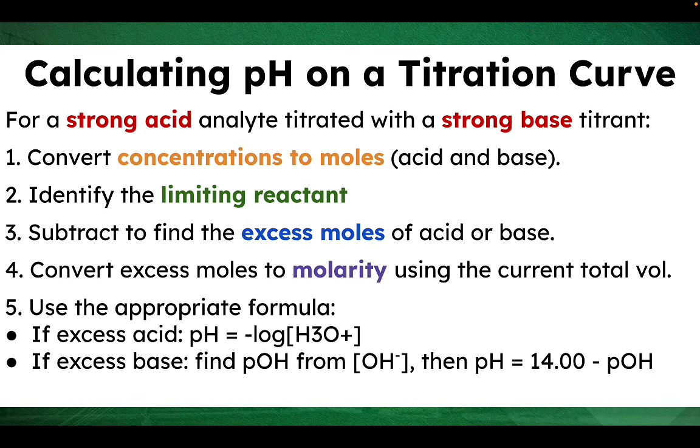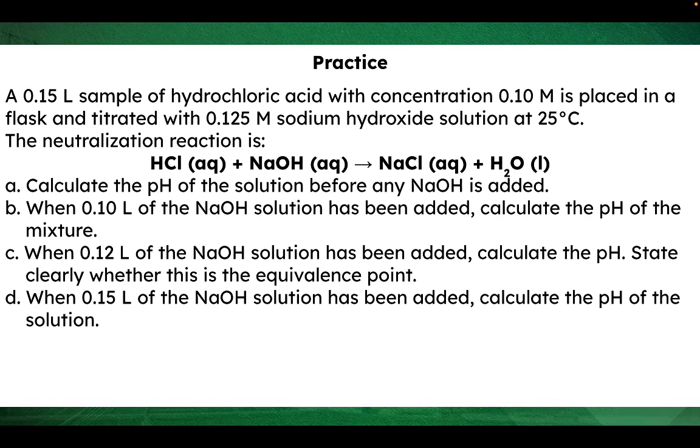To visualize it better, let's have an example. A 0.15 liter sample of hydrochloric acid with concentration 0.10 molar is placed in a flask and titrated with 0.125 molar sodium hydroxide solution at 25 degrees Celsius. The neutralization reaction is given below.